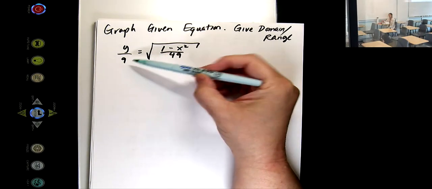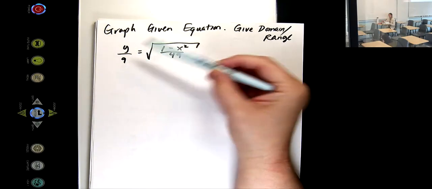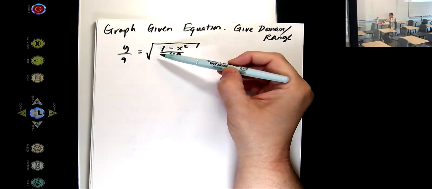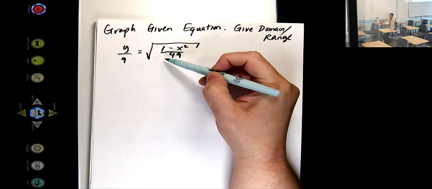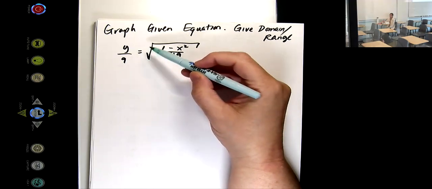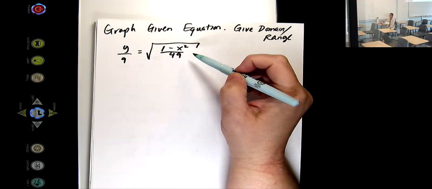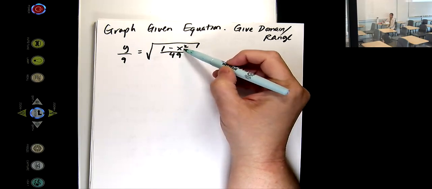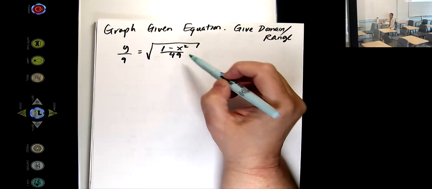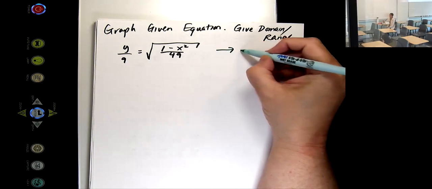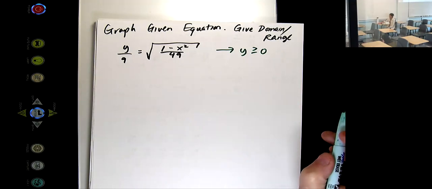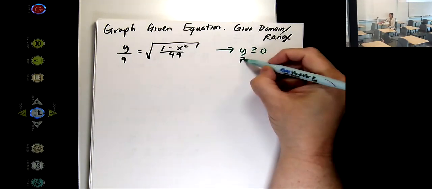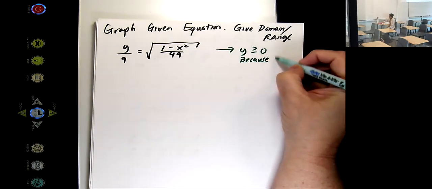We've got y over 9 equals the square root of this, which is never negative. Even if I multiply the 9 over, 9 times this is still never negative. It can be 0. If x equals plus or minus 7, this is 0. So it can be 0, but it can't go negative. So this very thing places the restriction that y has to be greater than or equal to 0, because the right side is non-negative.